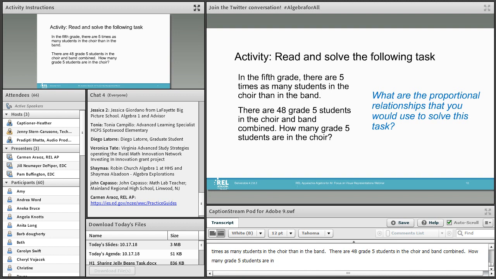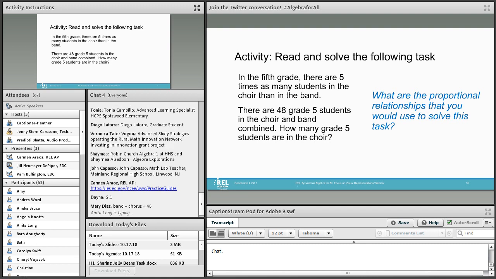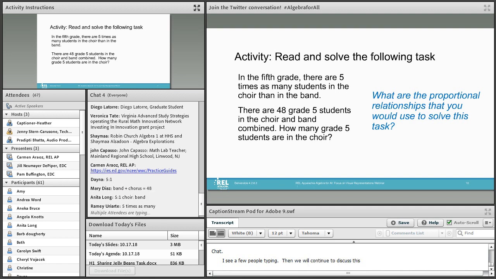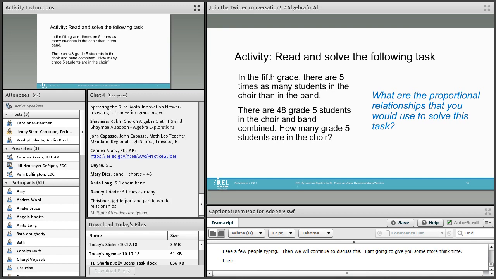I'd like you to think for a minute, what are the proportional relationships that you would use to solve this task? I'm not asking for the answers right now. Think of the proportional relationships. You may share some of your thinking now in the chat. I see a few people typing, and then we will continue to discuss this. I'm going to give you some more think time. I see a 5-to-1 choir to band, part to part, and part to whole relationships.